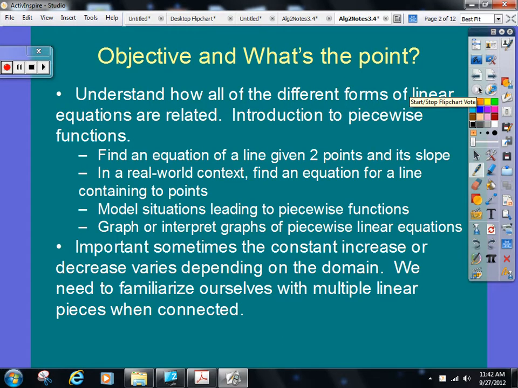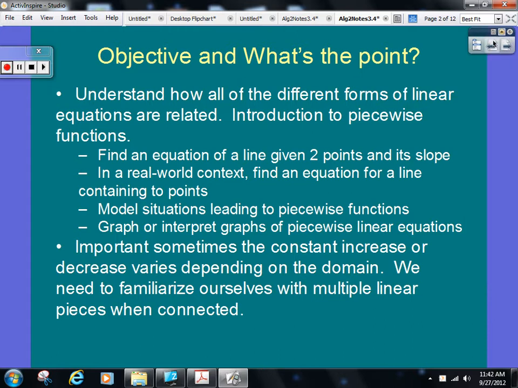Today we're going to talk about all sorts of writing equations of lines. We're going to be introduced to a new formula and piecewise functions. It's a bit of a complex section, so hang in there. This is super important because you have to model situations all the time, and we do that by writing equations of lines, and we need to familiarize ourselves with different ways of writing these.